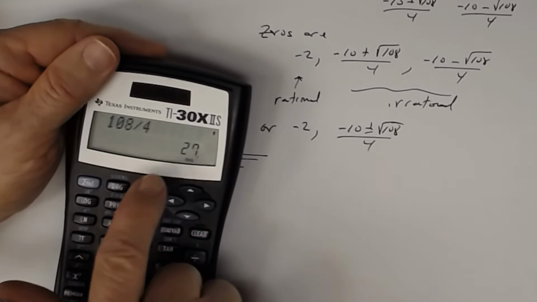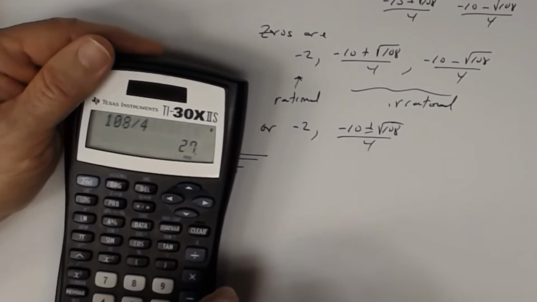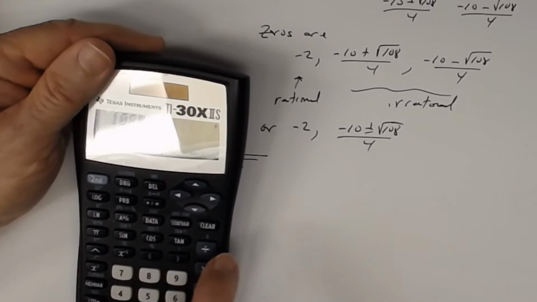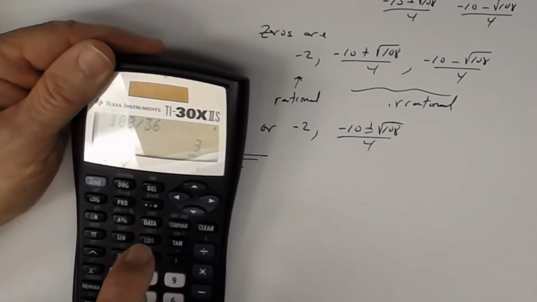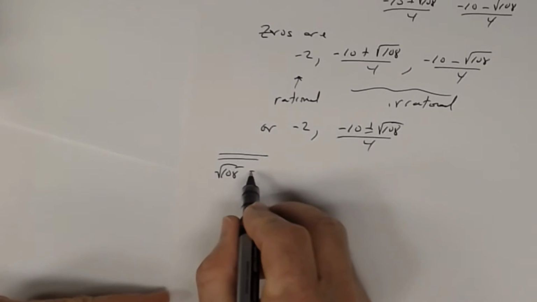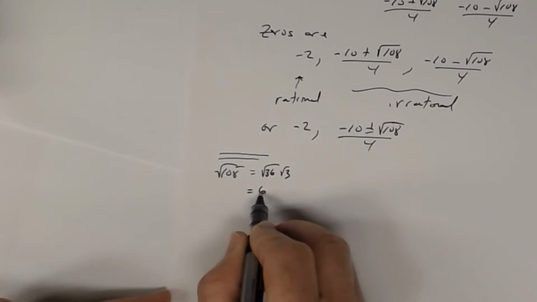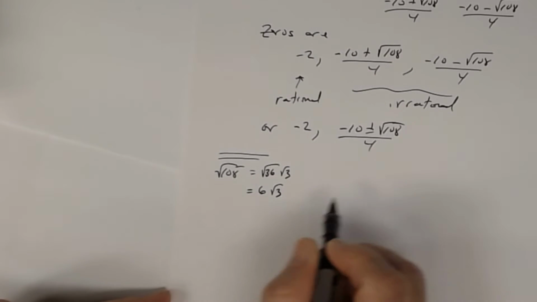So 4 times 9 is 36. So 36 is going to be the largest perfect square that goes into 108. So 108 divided by 36 gives us 3. So 36 times 3 is 108. So that means I can write this as square root of 36 times the square root of 3, which is 6 square root of 3.